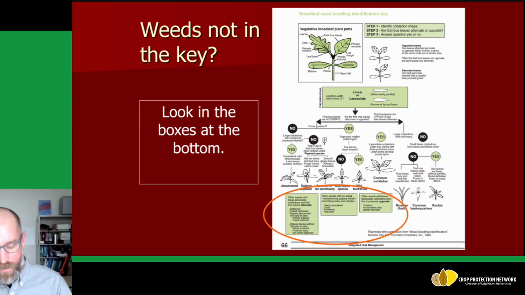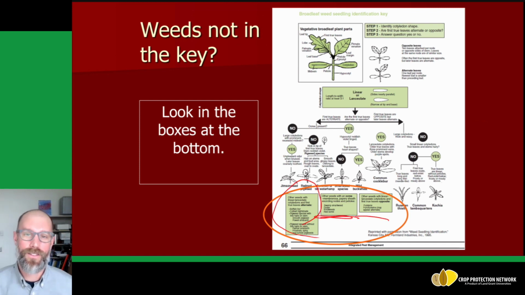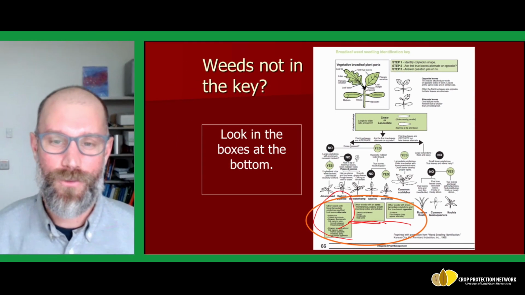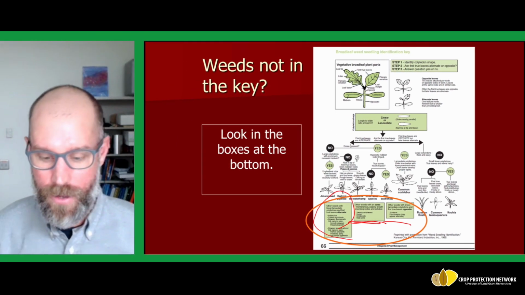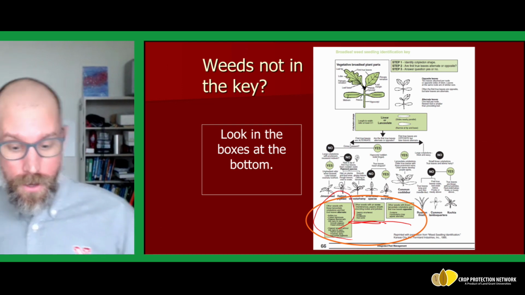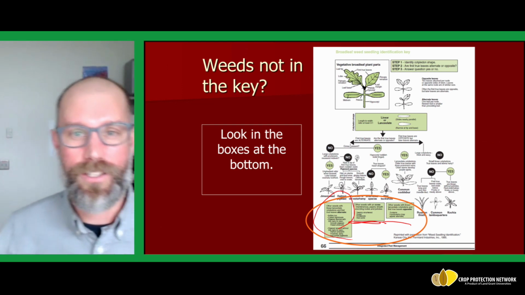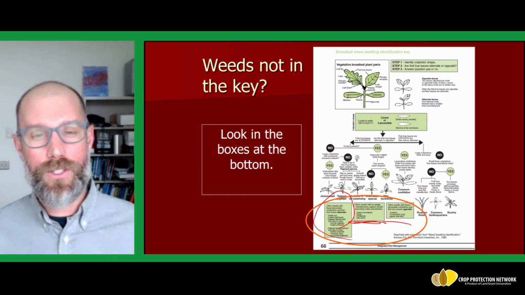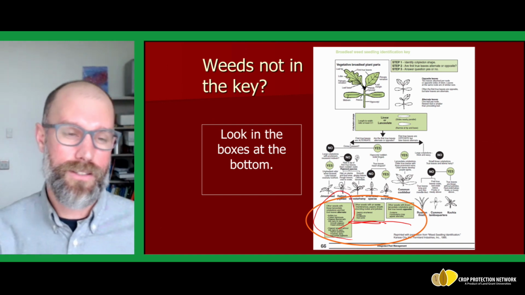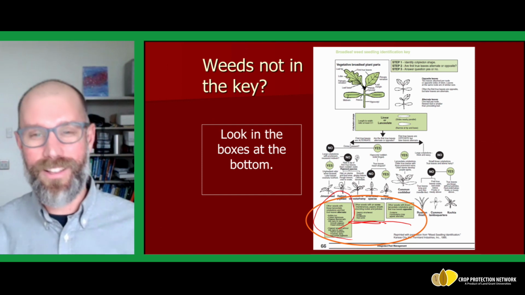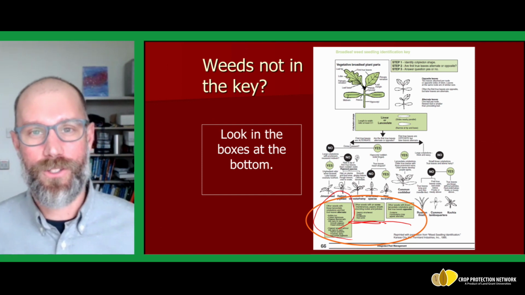And so sometimes you can look in these boxes that are at the end of the key, and that'll help give you a few more options to identify those weeds, if you don't see it there, obvious at the end of the key. And so again, that's just another tool to use when identifying seedlings. It can be a helpful thing to at least narrow you down and get you closer to the mark.